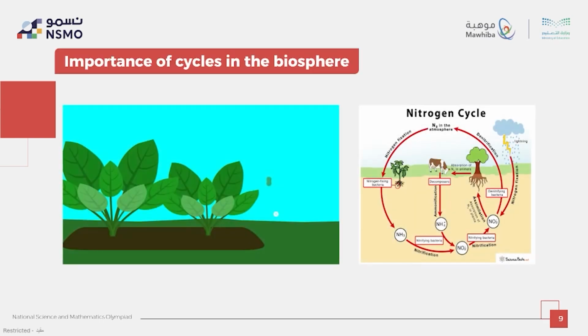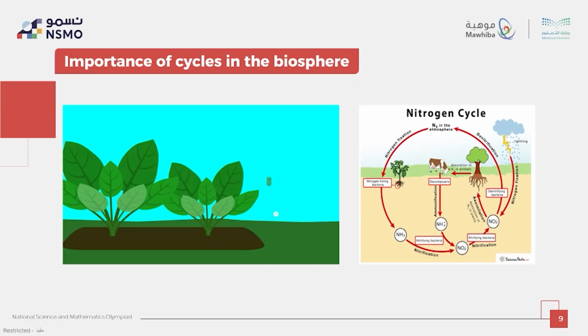The third example that we have is the nitrogen cycle. Why does nitrogen matter? Because nitrogen is an essential element that plants need to build proteins. Although nitrogen gas is abundant in the atmosphere, plants cannot use it directly. So the nitrogen cycle also has 5 steps.